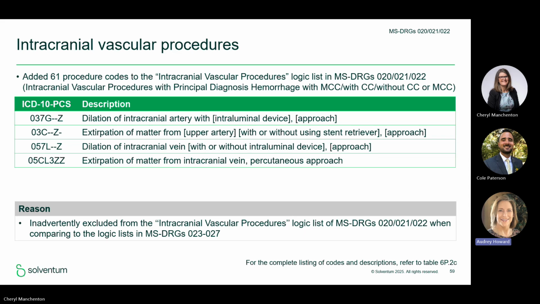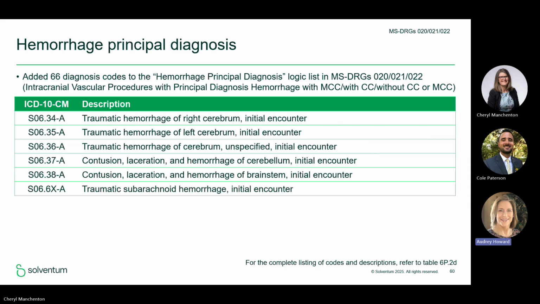So they're wanting to make it more clinically coherent. This one is just adding 61 procedure codes to that logic list in MSDRGs 20 through 22. On the next slide, you'll see that 66 diagnosis codes were added to the hemorrhage principal diagnosis logic list, once again in MSDRGs 20 through 22.